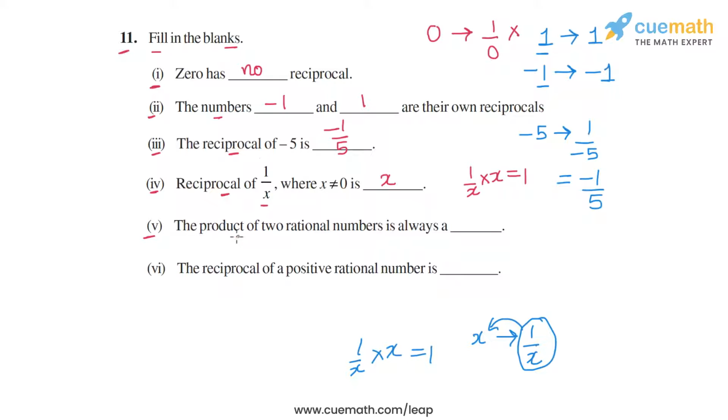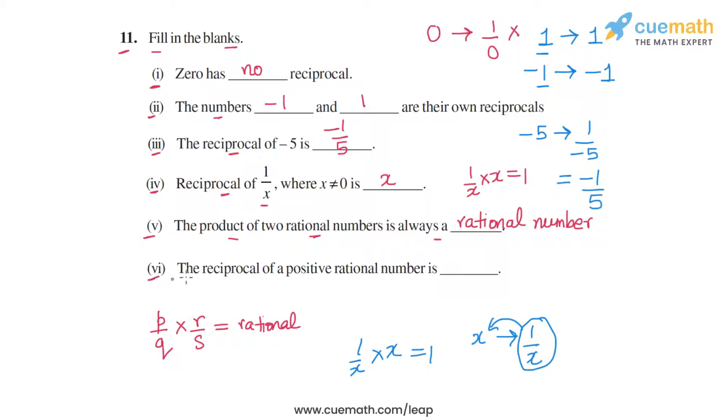Now in part 5, the statement says the product of 2 rational numbers is always a what? So basically the set of rational numbers is closed under multiplication. This basically means that if you multiply any 2 rational numbers, so let's say p by q into r by s, you will always get a product which is rational. So we can say that the product of 2 rational numbers is always a rational number, and the reason is that the set of rational numbers is closed under multiplication.